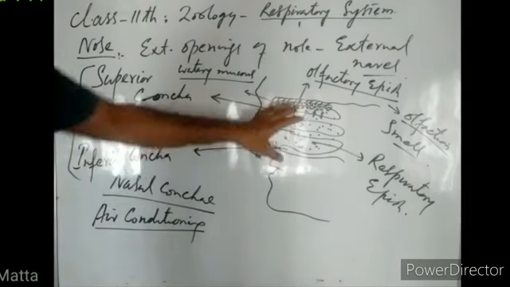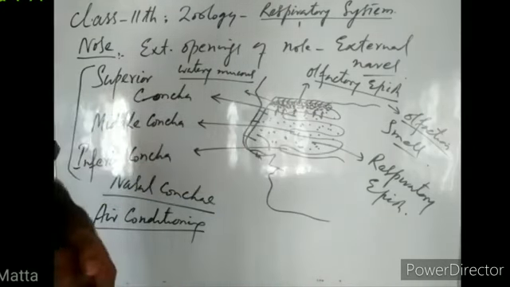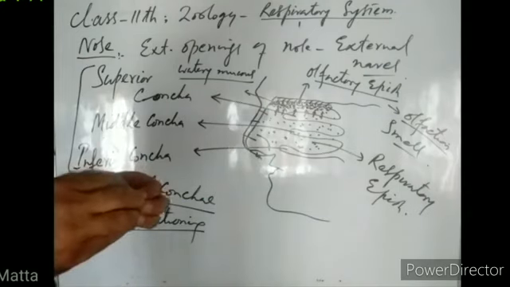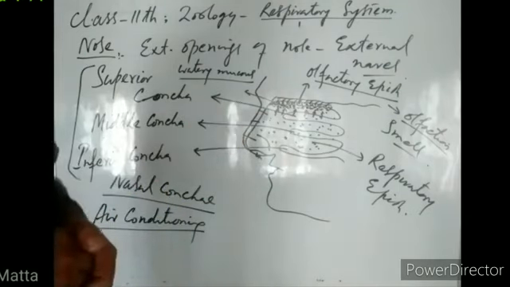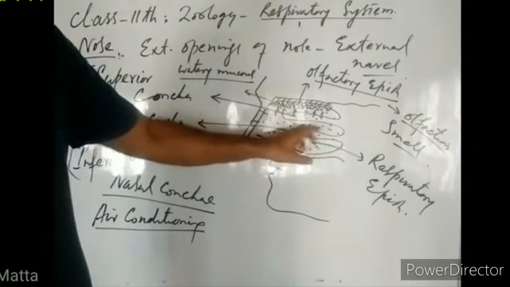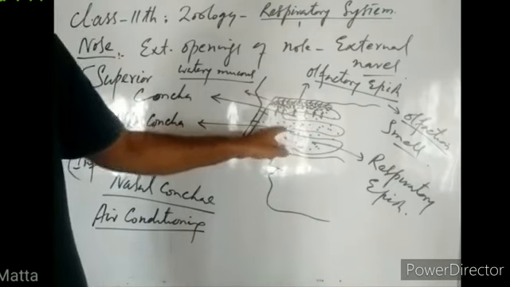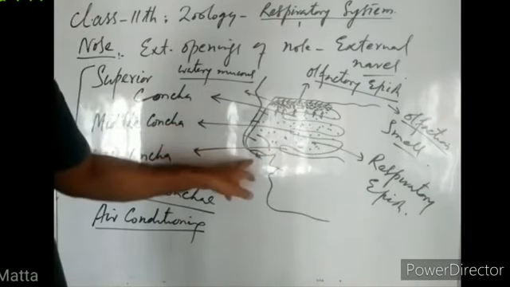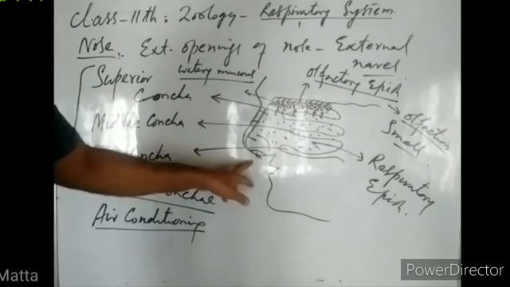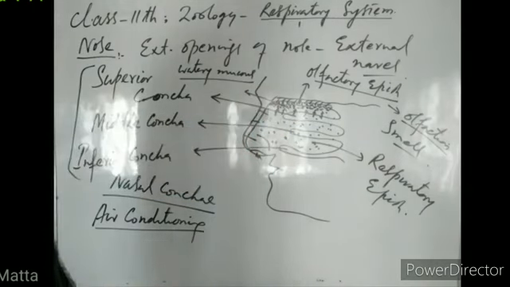Number third, these nasal conchae stop the inhaled air for some time in the nasal chambers so that dust particles which may be present in this inhaled air are trapped by this respiratory epithelium, and then this dust along with the mucus flows out through the nostrils in the form of dust-laden mucus, right? So this is the function of nasal chambers.